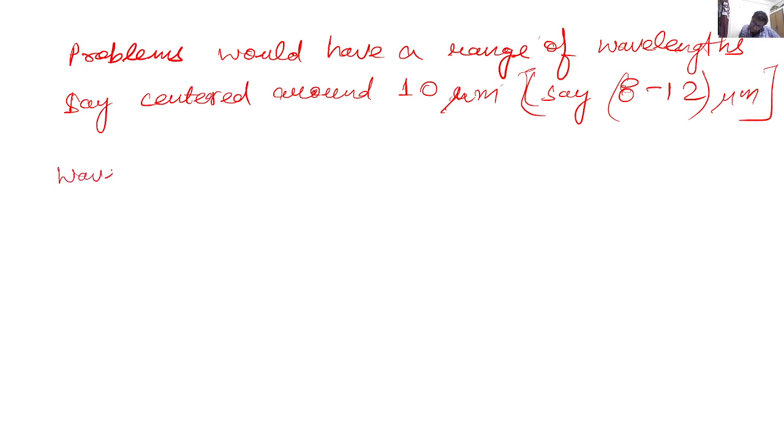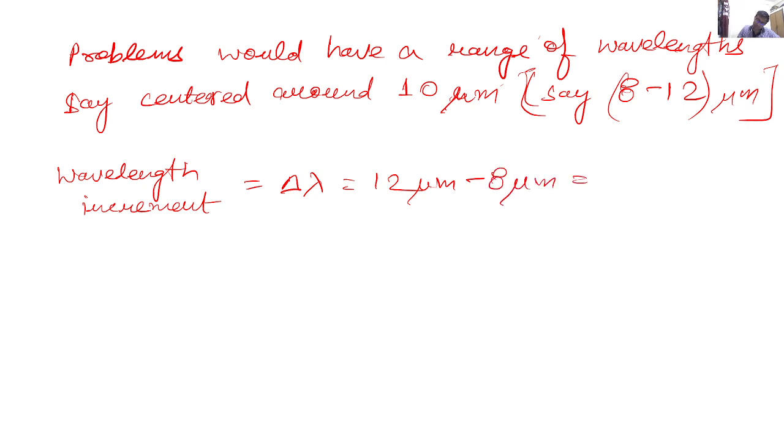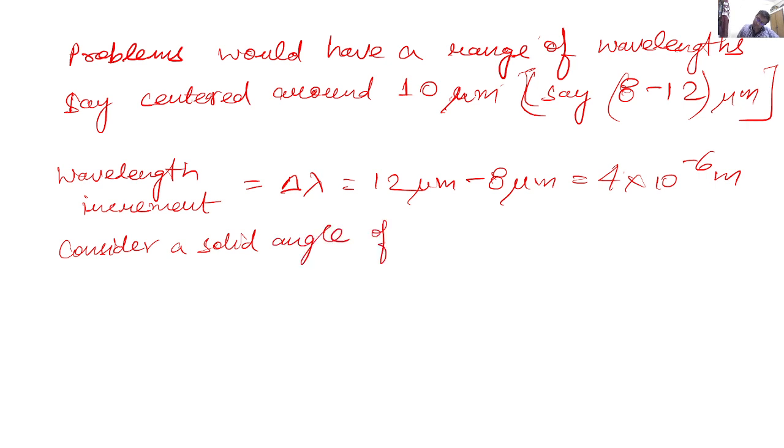So the wavelength increment delta lambda is equal to 12 micrometer minus 8 micrometer, so it would be 4 micrometer, 4 into 10 power minus 6 meter. We are converting the micrometers into the SI unit, meters. Now consider a solid angle increment delta omega equal to 10 power minus 4 steradian.